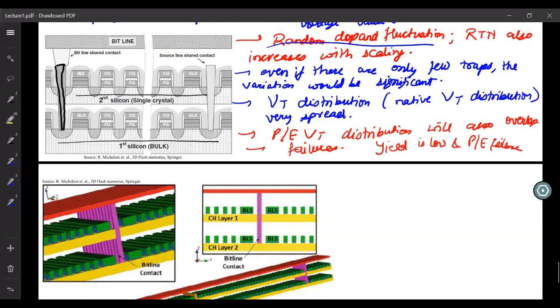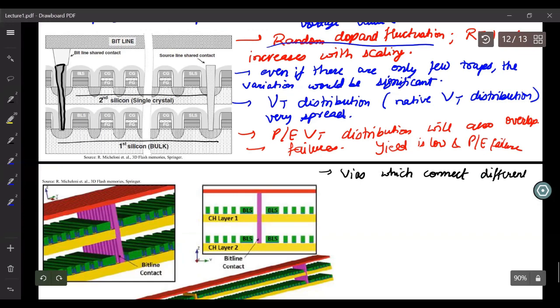But here, how is it different than the conventional via? Like, you have vias which connect different metal layers in a layout.